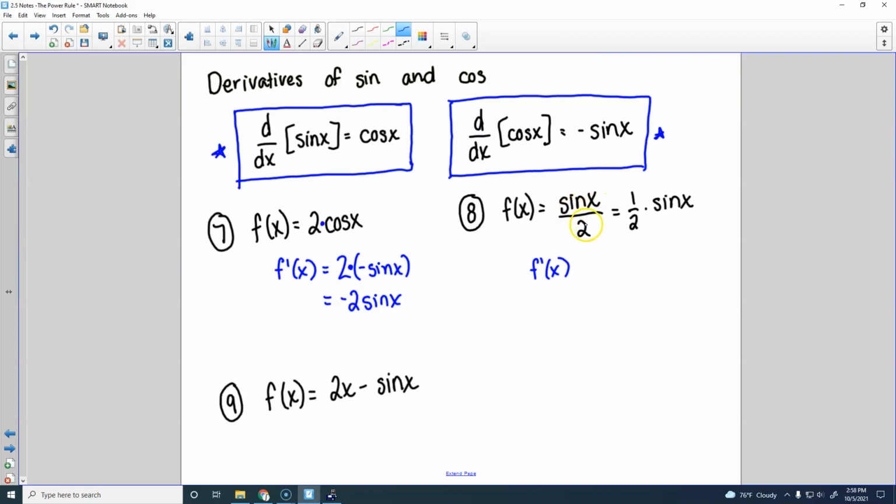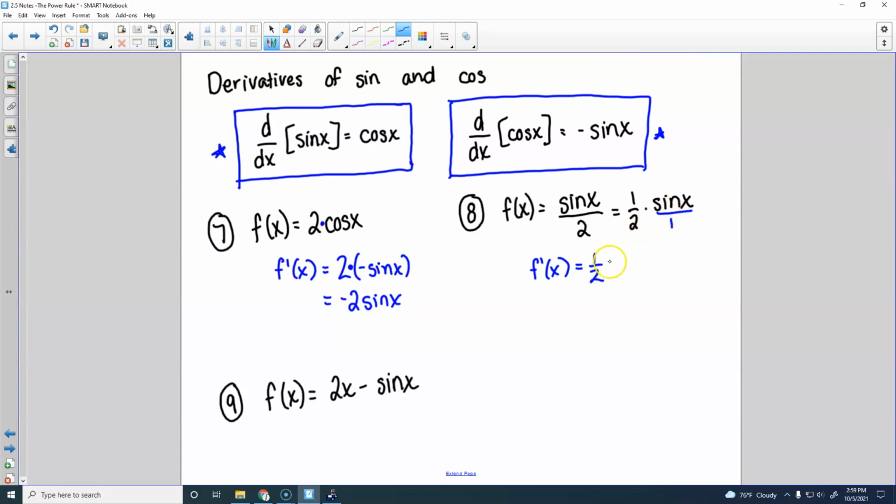Sine x over 2. We need to think about this as 1/2 times sine x, because if I multiplied those back together, that's sine x over 1, I would get sine x over 2. So I can think of it like that. So I'm just going to have 1/2.